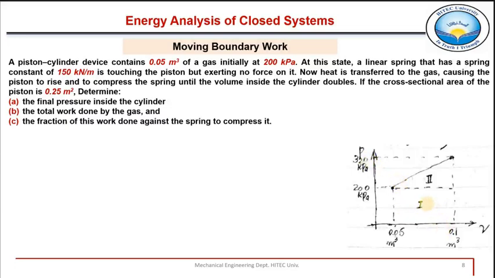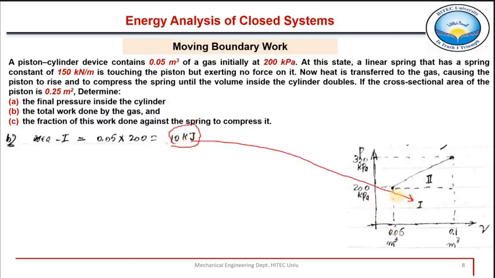Now the area of part 1 is 0.05, this delta V, times this pressure, which is 200 kilopascal, and that area represents 10 kilojoules. So this 10 kilojoules is actually this area 1.